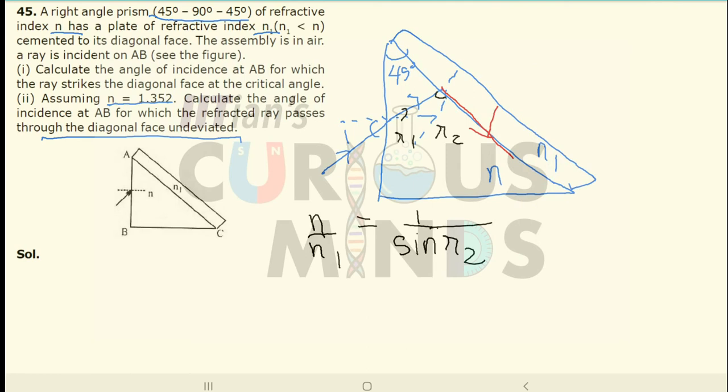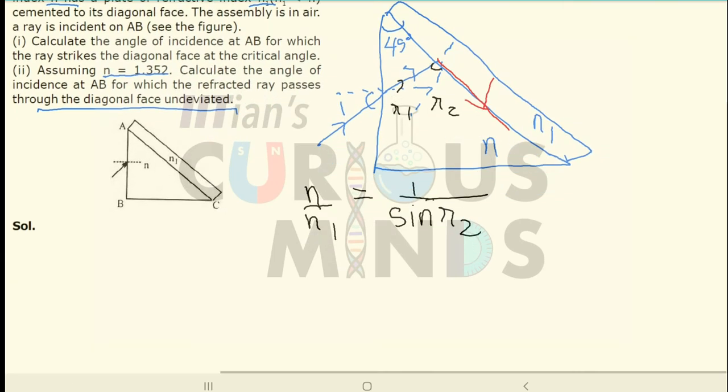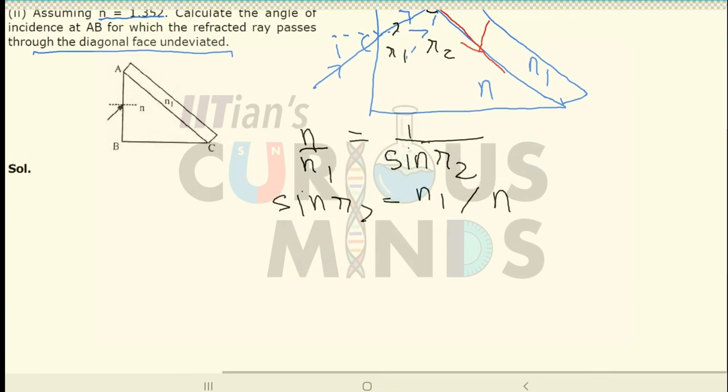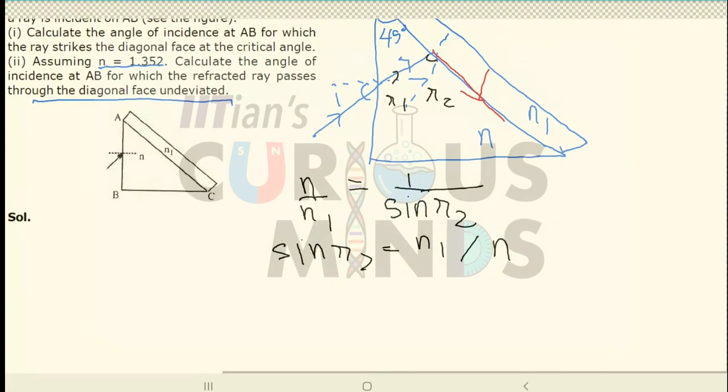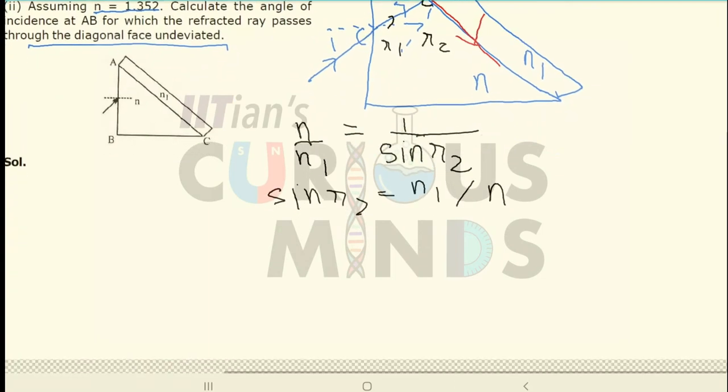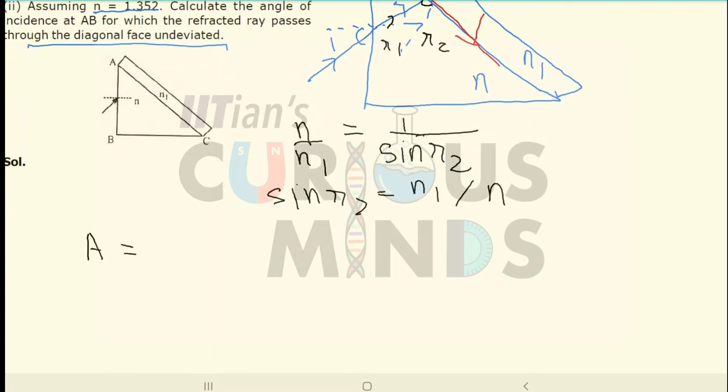Now I want the value of r1. Sine r2 can be written as n1 divided by n. Now we have to calculate the value of r1 in order to get the incident angle. I can say that A will be equal to r1 plus r2, so r1 will be equal to 45 minus r2. I will use this later.